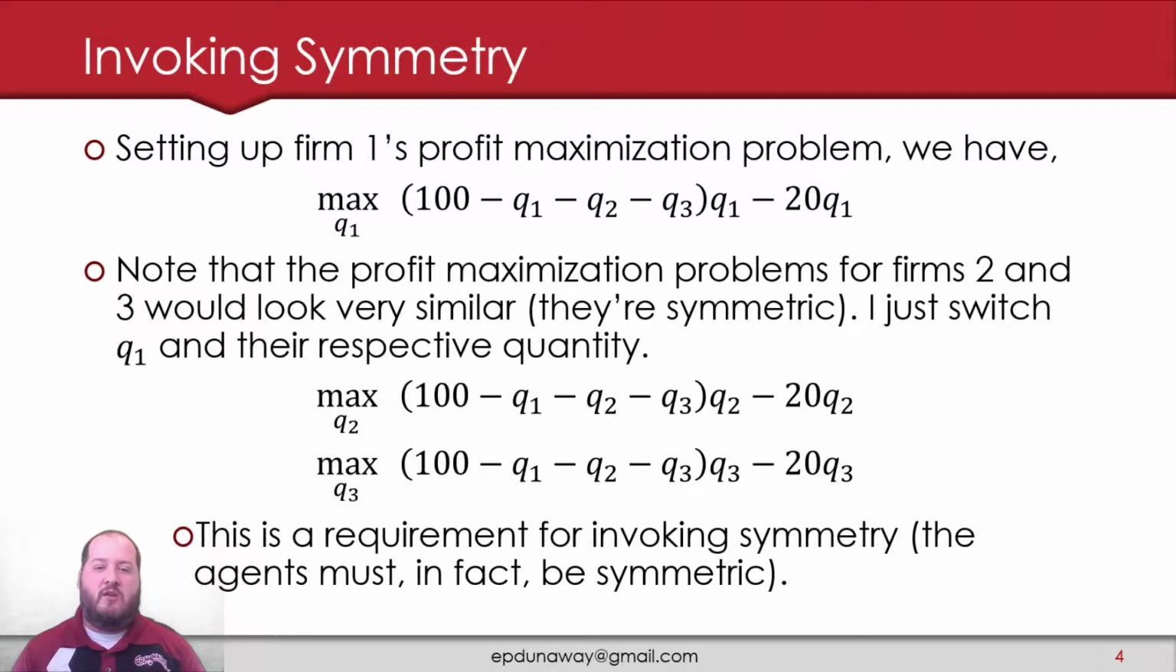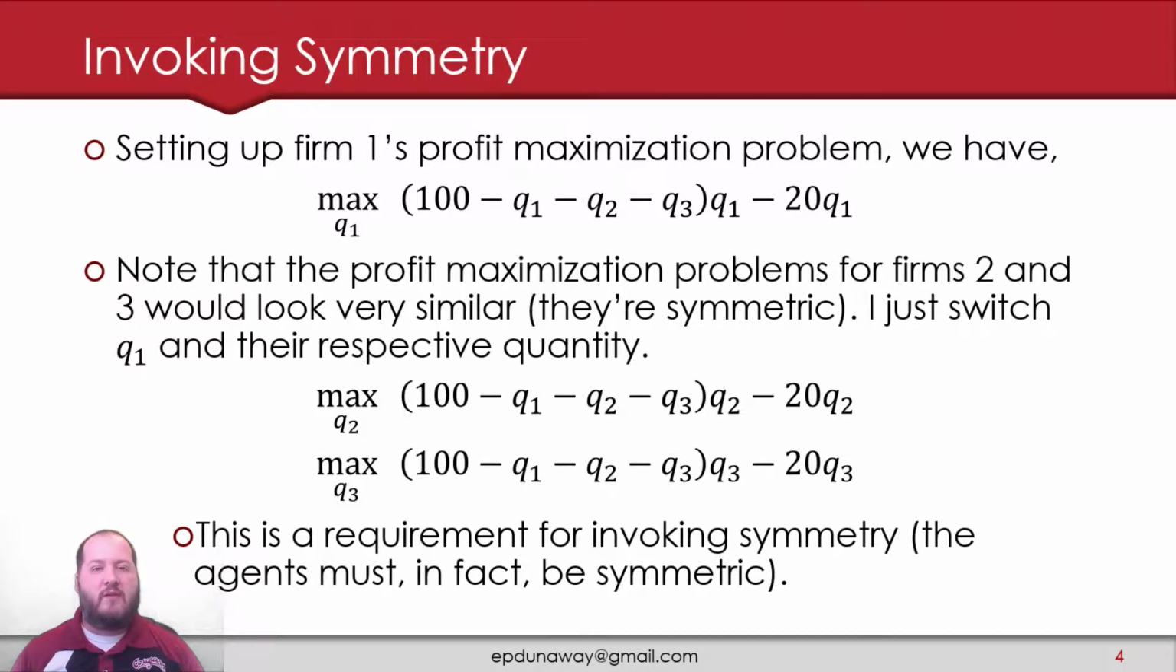So you might be wondering, what wouldn't be symmetric? Well, let's say one of these firms faced a different marginal cost function. Then they wouldn't have the same objective function. They would not be symmetric in this case. But because they all face the same demand function, and they all face the same constant marginal cost, they are indeed symmetric.